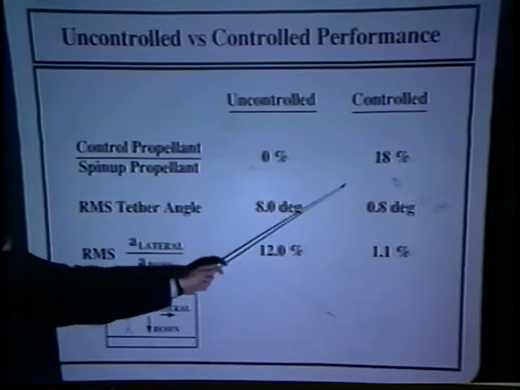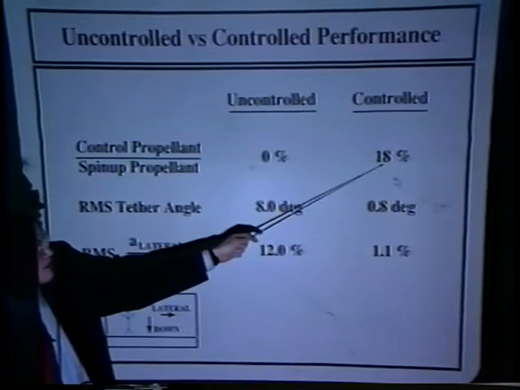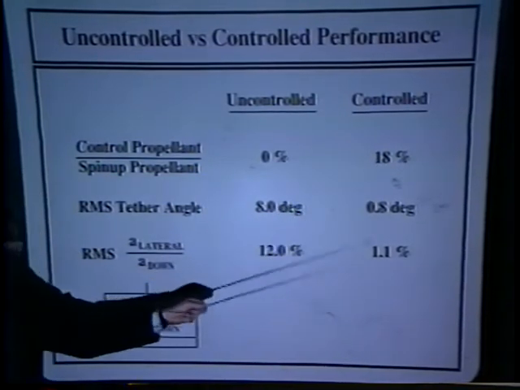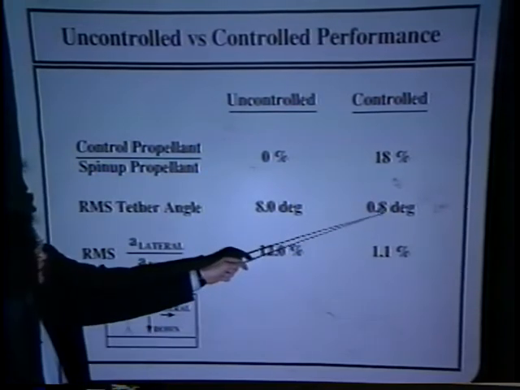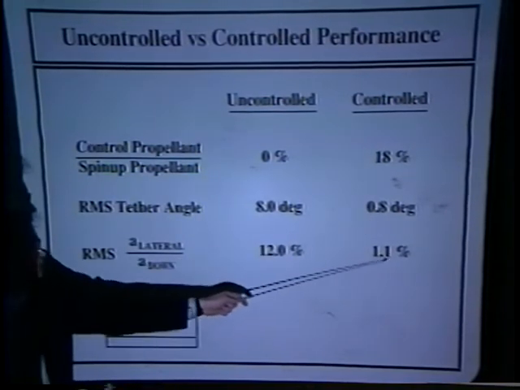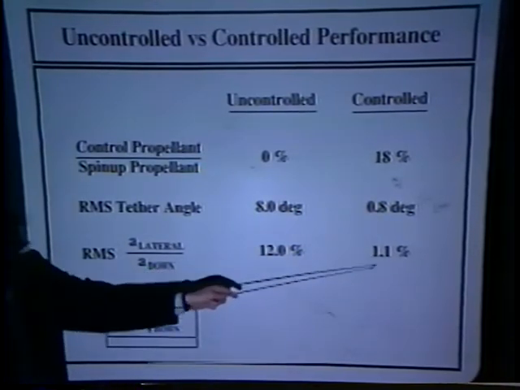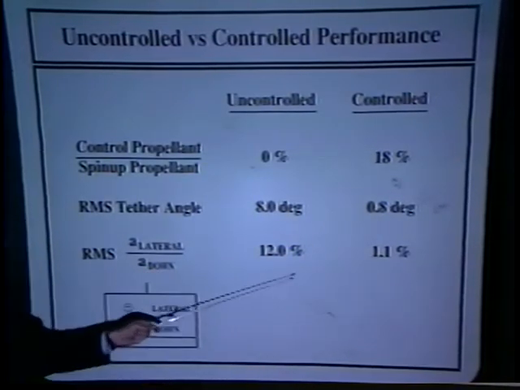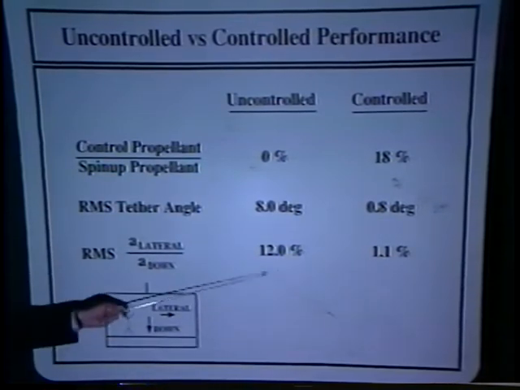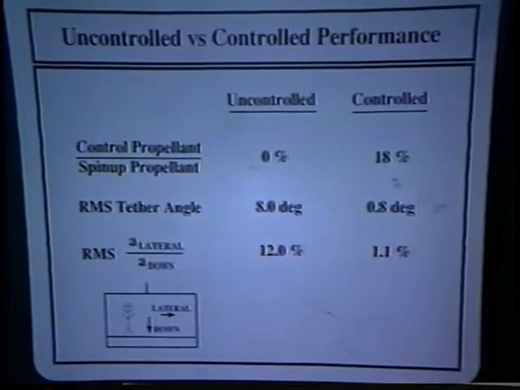Turning on the controller cost a considerable amount of propellant, 18% of the total spin-up propellant. However, the RMS tether angle dropped to 0.8 degrees, and the important lateral acceleration dropped to 1.1% of the nominal artificial gravity environment. This isn't exactly like a Cadillac on a freeway, but maybe it's like a Chevy. This is clearly unacceptable. That's sort of like riding a carnival ride.